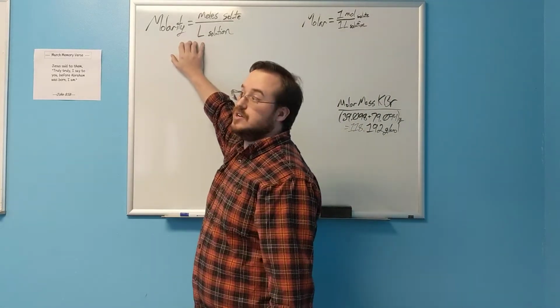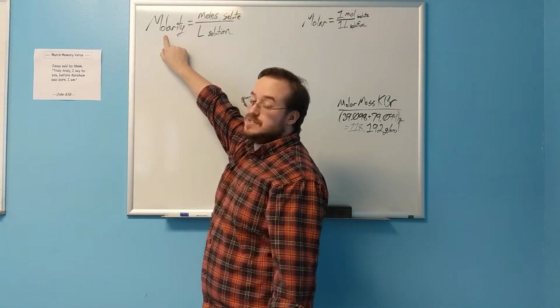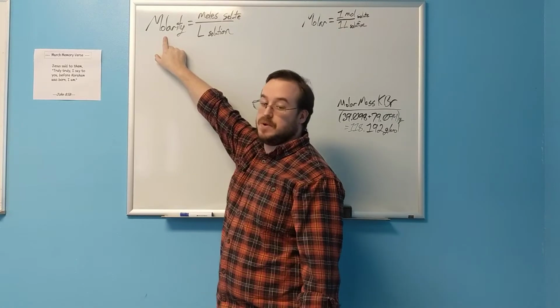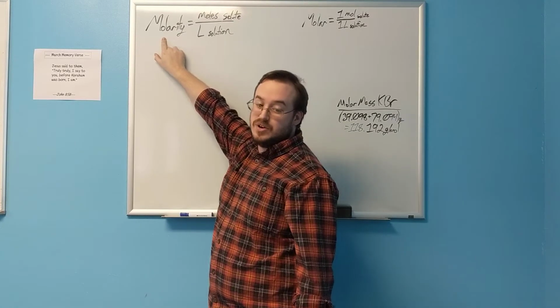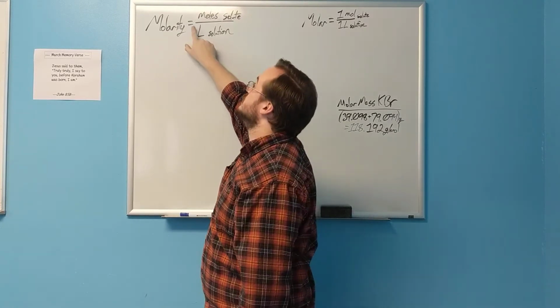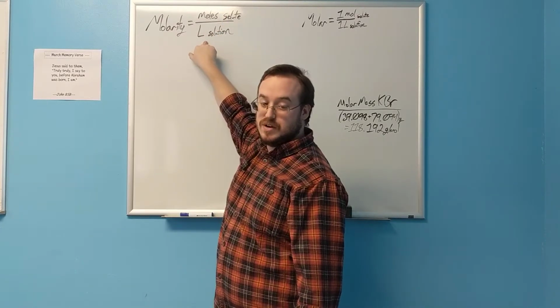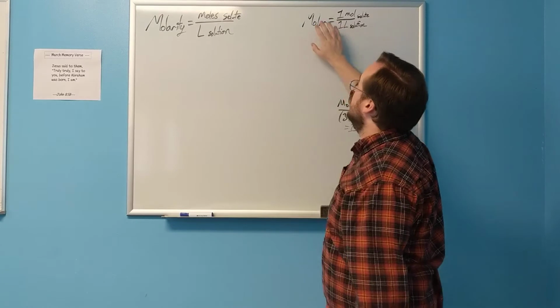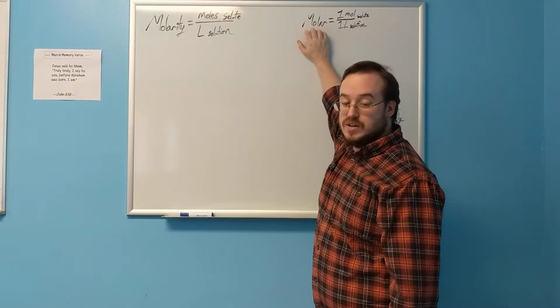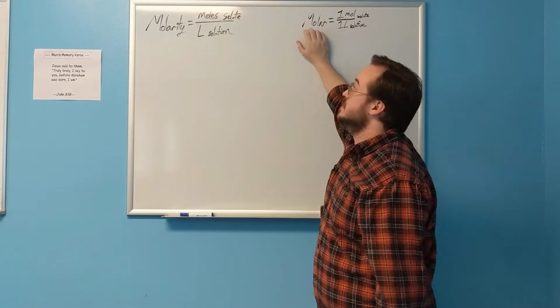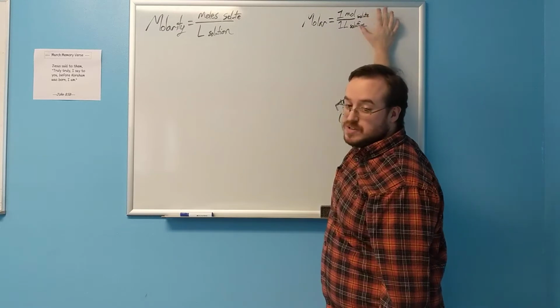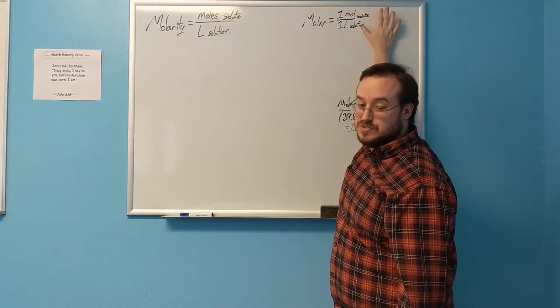So our equation is going to look like this. Molarity is shortened to a capital M. So it'll be capital M equals moles of solute divided by liters of solution. And that's going to be measured in molar. So 1 molar is 1 mole of solute divided by 1 liter of solution.